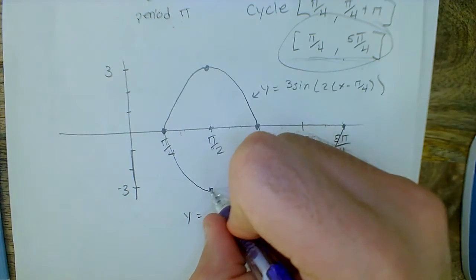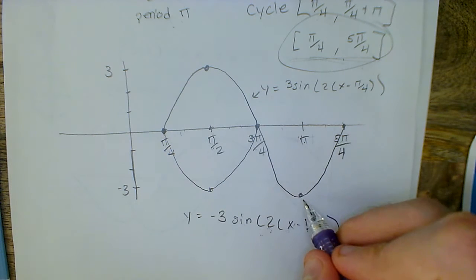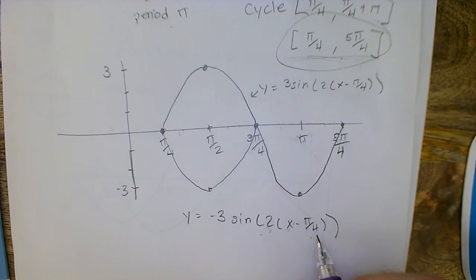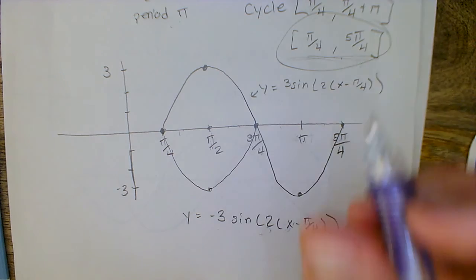And then I multiply it by negative 3, so this goes down here. So it goes like this, and then for the same reason, you come back up to 0. With the same exact reasoning, if I plug in pi here, I get pi minus pi over 4, so that's 3 pi over 4. Multiplying by 2 is 6 pi over 4, or 3 pi over 2.